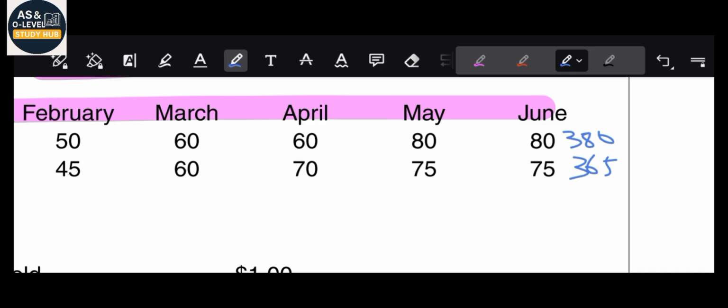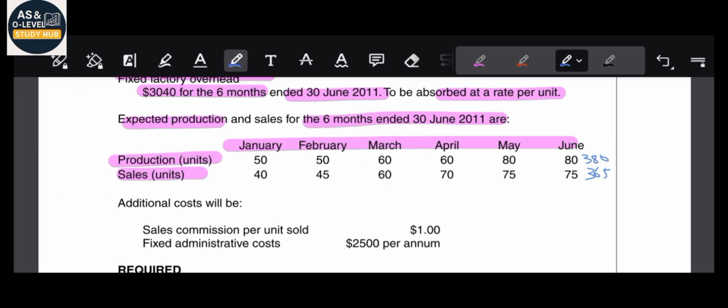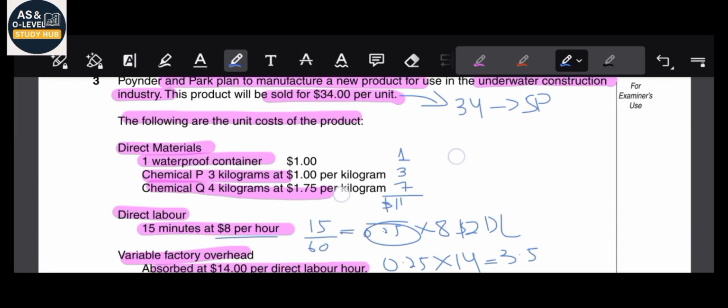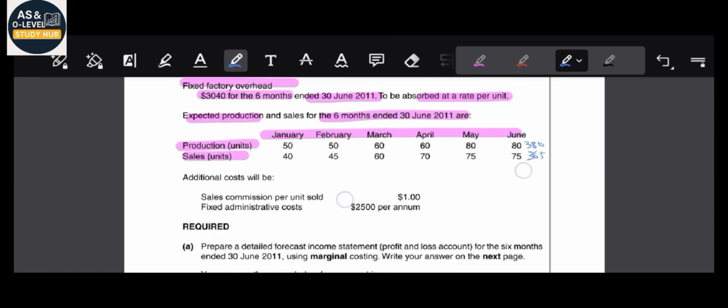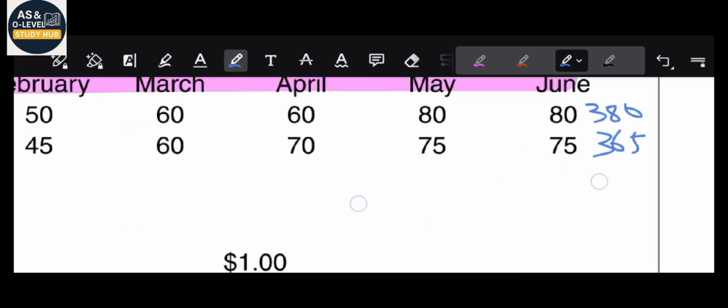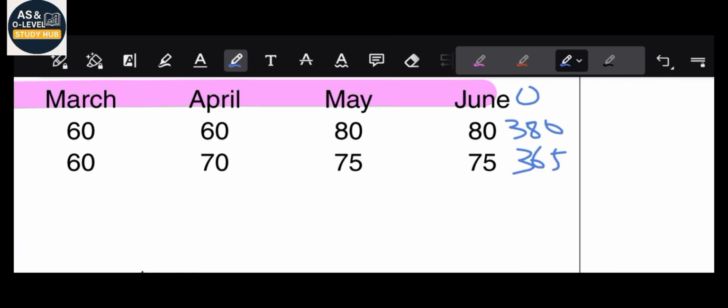Now you might be thinking, what is the opening inventory? There is no opening inventory as the product is new, so let's just write 0 as the opening inventory. Opening inventory plus production minus sales is equal to closing inventory. So let's take out closing inventory, that is 15 units. This is our closing inventory.